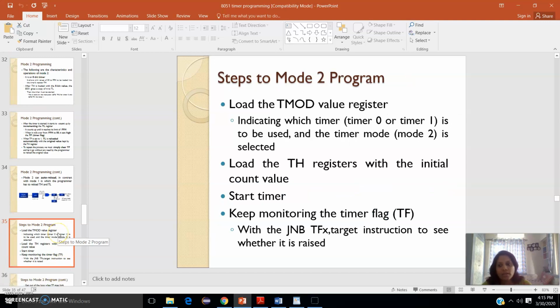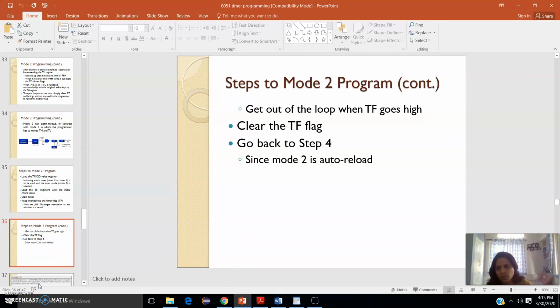So basically there are two differences. One is that mode 1 uses a 16-bit value, while mode 2 uses an 8-bit value. Mode 1 needs to reinitialize the TL and TH registers if you want to repeat the process, while in mode 2, if you want the process repeated, TL is auto-reloaded with the initial value present in your program. So you do not require to reload the TL register with the initial value. That is the difference between mode 1 and mode 2 programming.